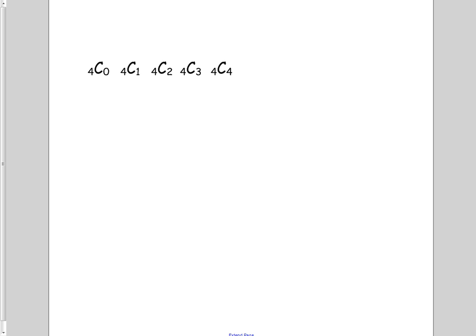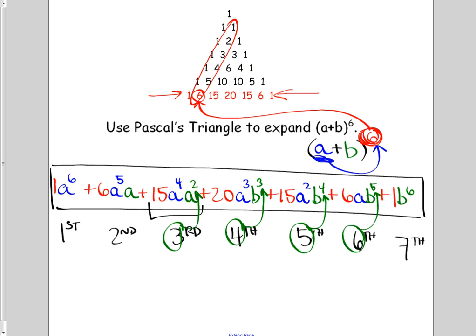If you type in these values, 4C0 gives me 1. 4C1 gives me 4, and 4C2 gives me 6, then 4, and 1. So this actually generates a line of Pascal's triangle. Let me go back a couple of slides. This is the line of Pascal's triangle right here: 1, 4, 6, 4, 1.